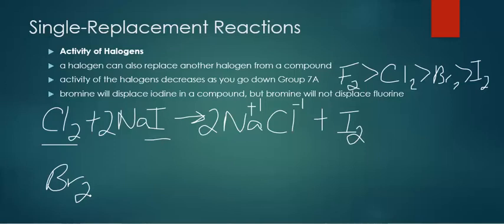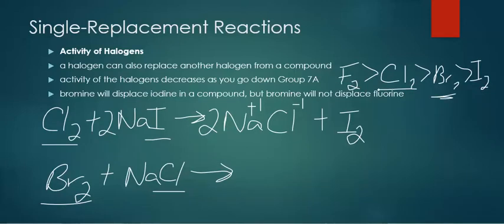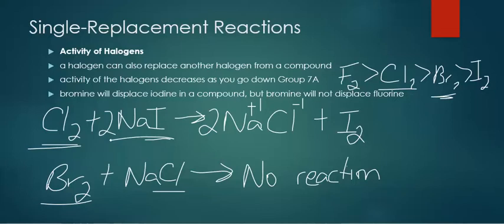Let's say we have Br2 plus sodium chloride. Well, I'm going to compare bromine to chlorine. Activity series, bromine is less active than chlorine, so it will not switch. No reaction occurs because bromine is less active. So single replacement reactions, element plus a compound.